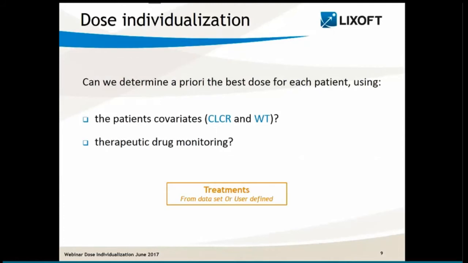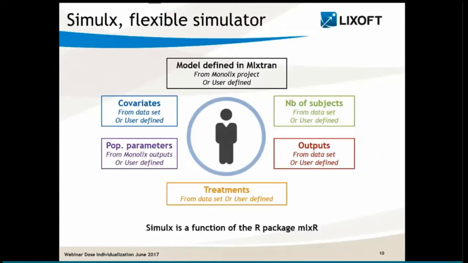So to do this, we will use Simulix. Simulix is a flexible simulator, and it comes as a function of an R package called MLXR, so we will need to call it through an R script. And it is very flexible in the sense that you can either reuse all the information that has been defined in the Monolix project or redefine new elements. This is true for the model, for the number of subjects, the outputs, the treatments, the population parameters, and the covariates.